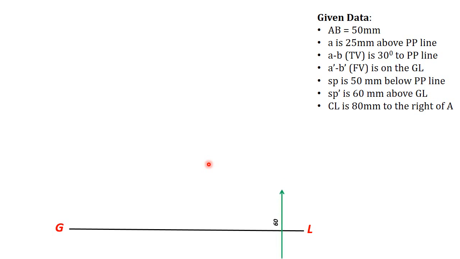Then it is given that the station point is 60 mm above the ground plane. So we all know the station point lies on the horizon plane. So you can draw the horizon line, that is the front view of the horizon plane, which is at 60 mm above the ground line.